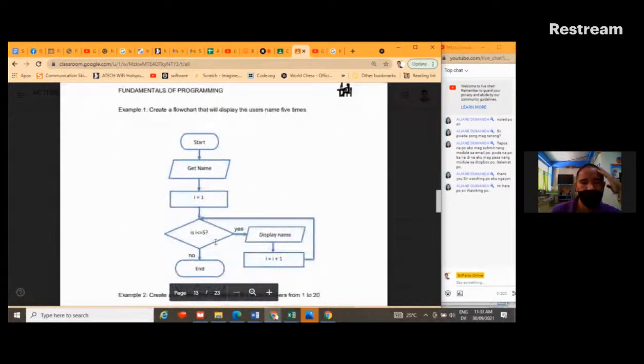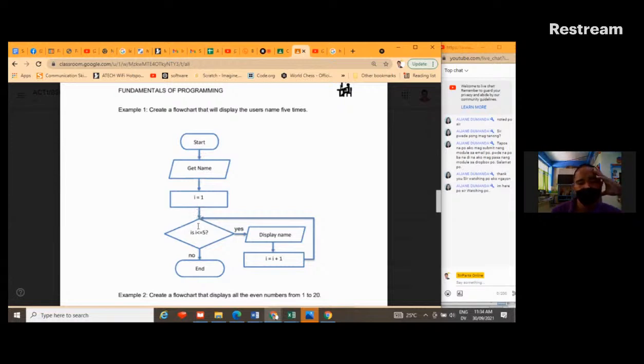So example of that, we have create a flowchart that will display the user's name 5 times. So we have the terminal start, then we have the flow line, and then the input get name, then we have the initialization. Actually, it's a process. I is equal to 1 because on this particular module, there's no initialization flowchart named initialization. And it's just okay. We have I equals 1. So the value of I at this particular point is already 1.